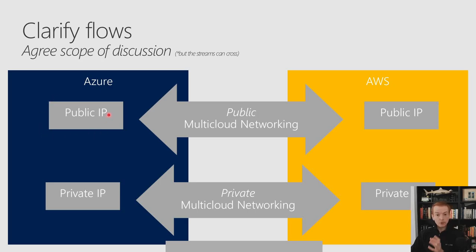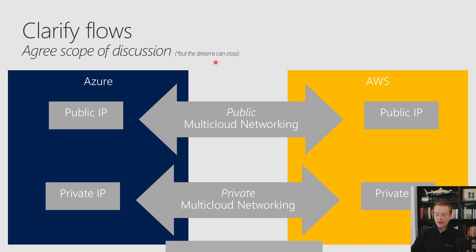Maybe you mean I've got a public IP on maybe like an API endpoint in Azure, on a storage account in Azure, or an app service in Azure, and I need to talk to a public IP of a service that I'm building on AWS. Okay, I'm going to refer to that as public multi-cloud networking. And these two high-level categories have very different solutions, are very different models to be used when thinking about them.